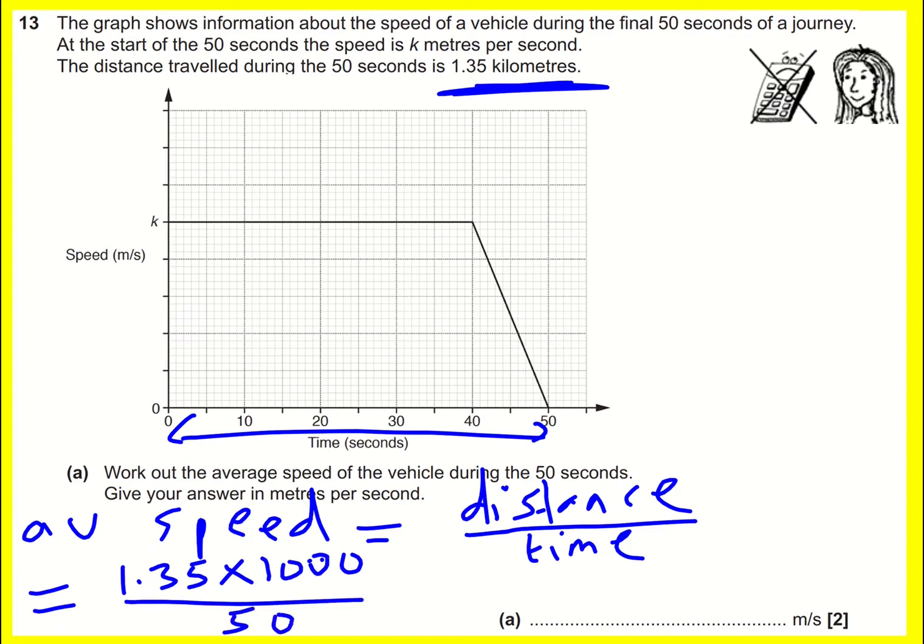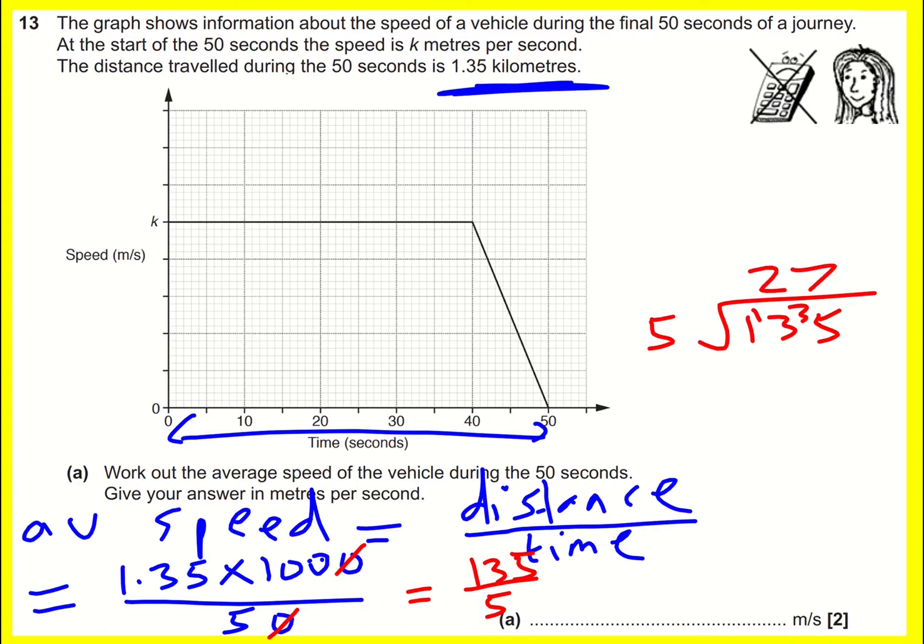Okay, what to do now? This is a non-calculator question. We can divide top and bottom by 10, so we basically cancel those zeros off. And then I'm just going to work out what 1.35 times 100 is, and that's going to be 135 divided by 5. And now I'm left with a simple division. So 5s into 1 don't go, carry the 1, 5s into 13 go twice, remainder 3, 5s into 35 go 7. 27 meters per second.